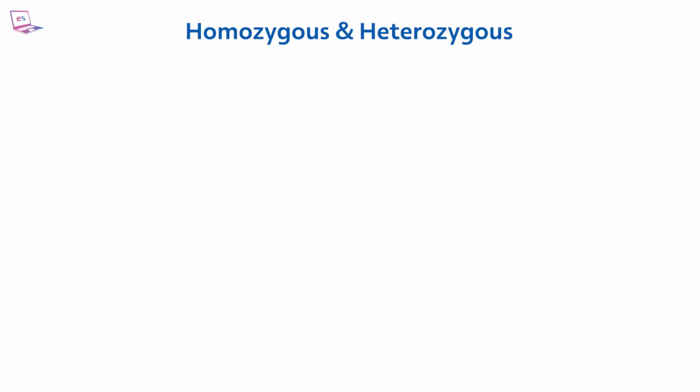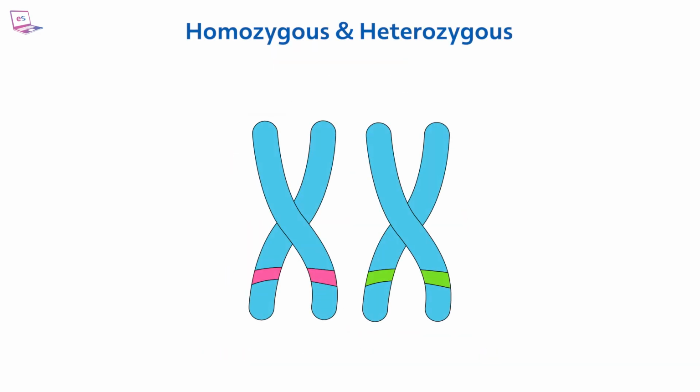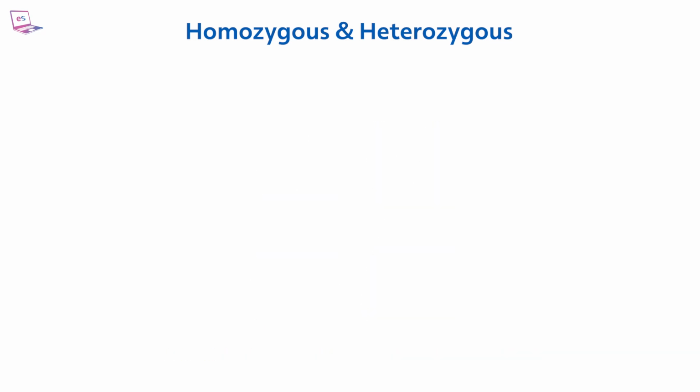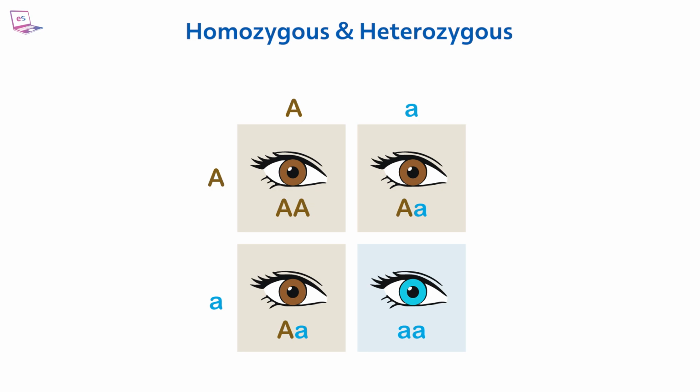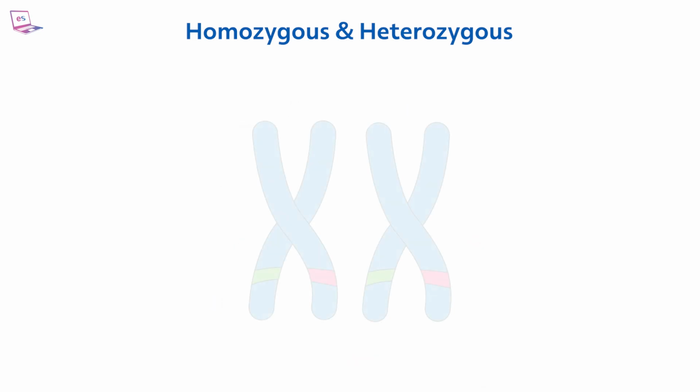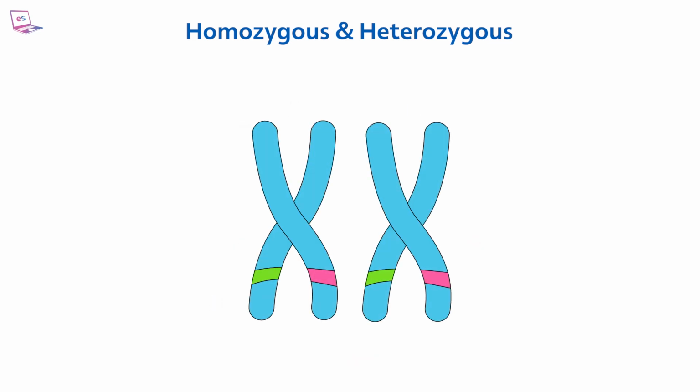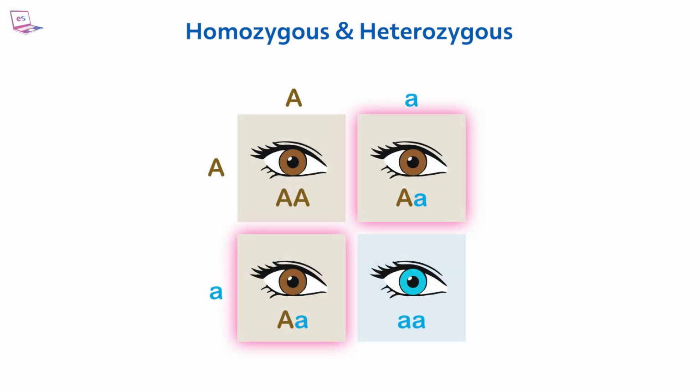Homozygous and heterozygous. If an individual has 2 copies of the same allele, they are said to be homozygous for that allele. When an individual has homozygous alleles, both alleles for a specific characteristic are identical. For instance, an individual may have 2 dominant alleles, written as AA, or 2 recessive alleles, written as aa. When an organism has 2 different alleles for a particular trait, such as having 1 dominant allele and 1 recessive allele, Aa, it is said to be heterozygous for that trait.